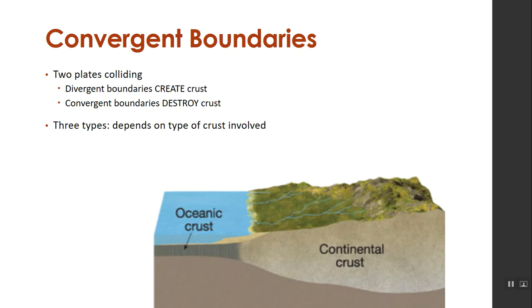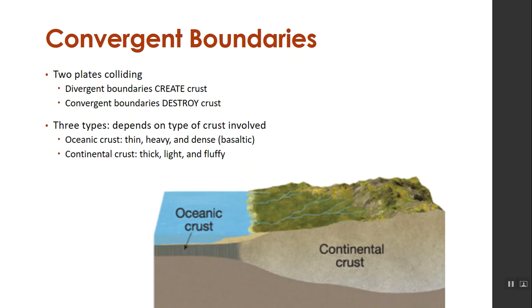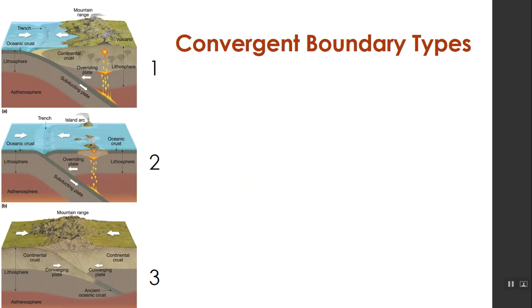So there are three types of convergent boundaries, depending on what type of crust is involved. So again, we have ocean crust, which is thin, heavy, and dense, right? It has the weight of the water on it, so it's very thin, but it's very dense. And continental crust is very thick. Think of it as light and fluffy. And so here are your three types of convergent plate boundaries.